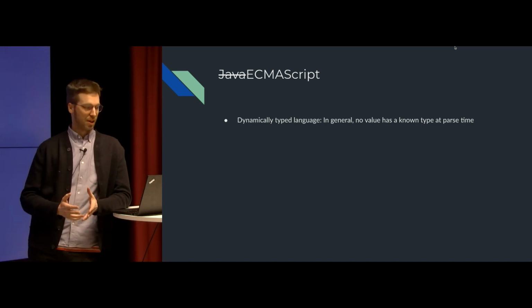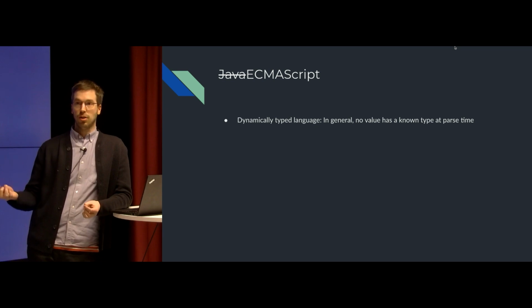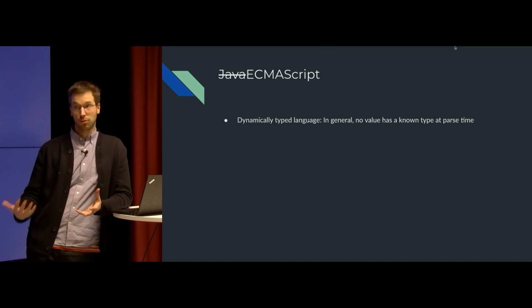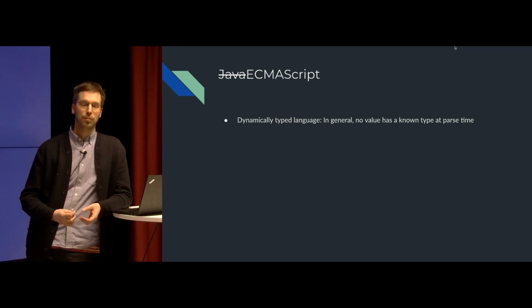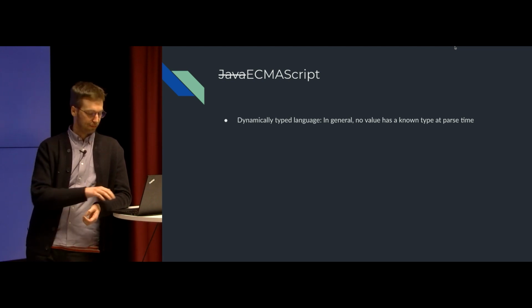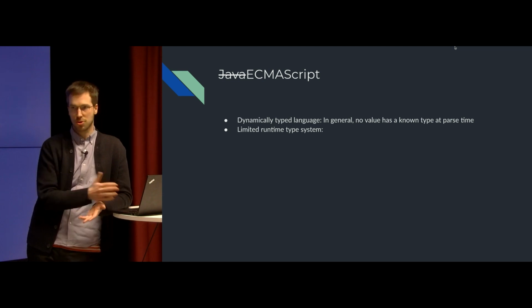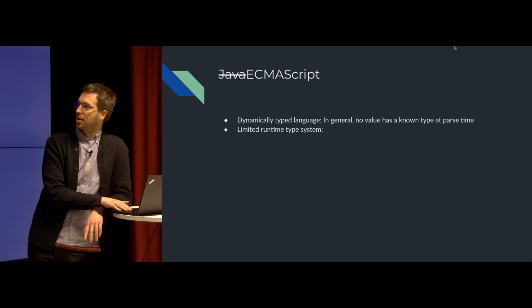ECMAScript is a dynamically typed language. In general, it then means that there is no information about what type a value is. Not when you're writing it, not when you're parsing it, not when you're compiling it. It's all only at runtime. And the type system itself, of course, needs to be fairly limited to accept this kind of unknownness.